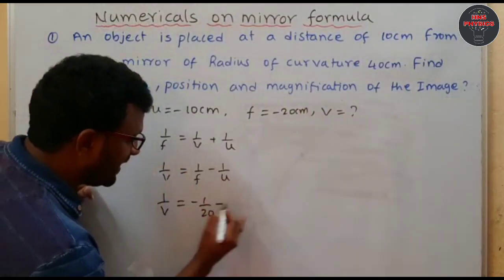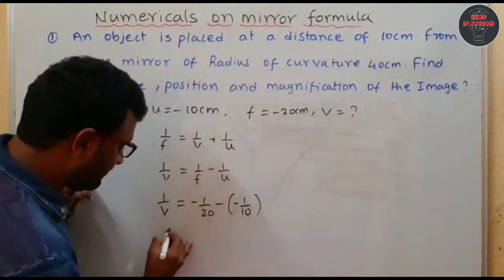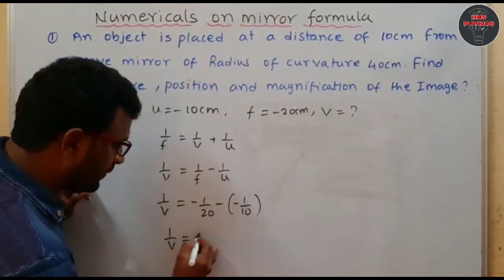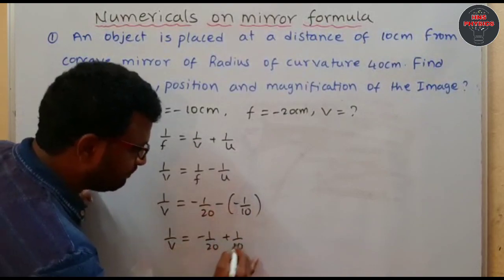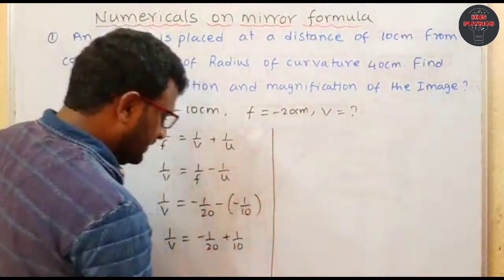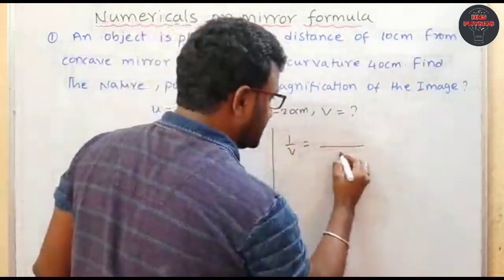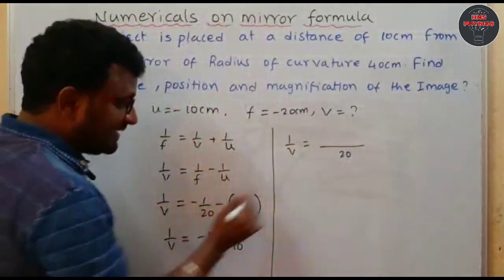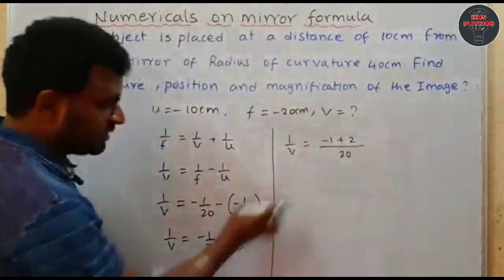For these two, we have to take the sign convention. So minus 1 by 20 minus of minus 1 by 10. Then 1 by v equals minus 1 by 20, and minus into minus gives plus 1 by 10. Then 1 by v equals, take the LCM, which is 20. So minus 1 plus 2, since 10 twos are 20.